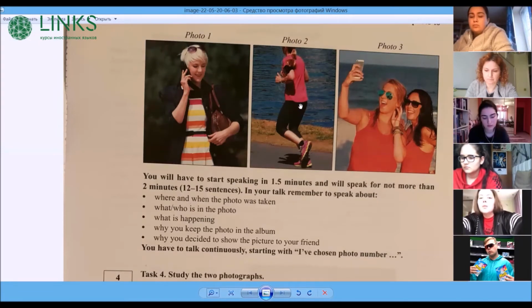I've chosen photo number 1. I took this photo last week when my older sister and I went for a walk to the park. She's wearing sunglasses because the day was warm and sunny.